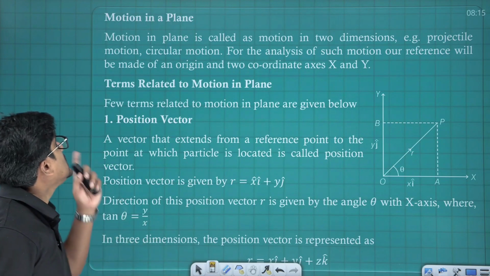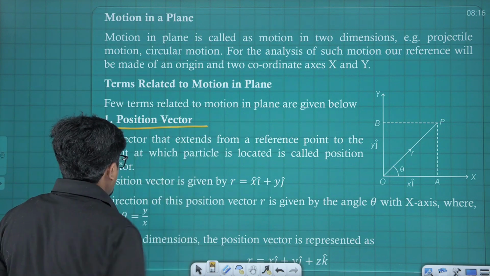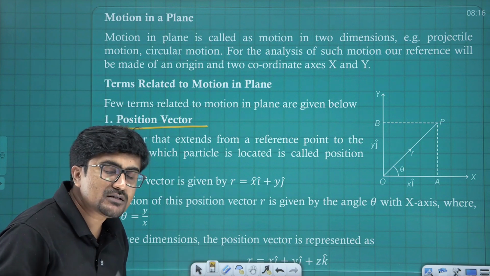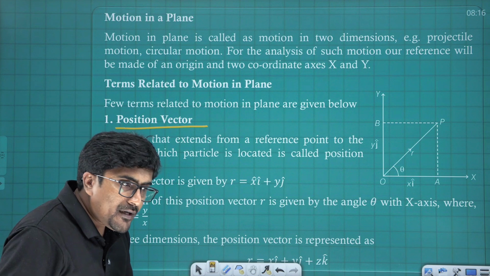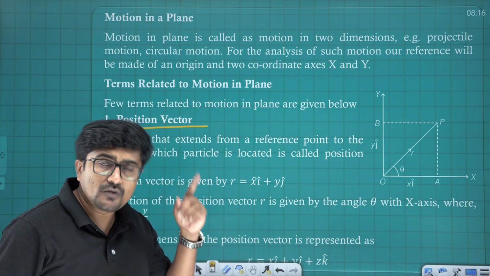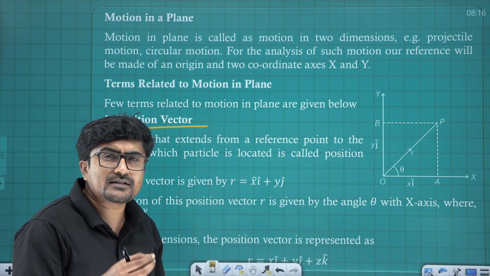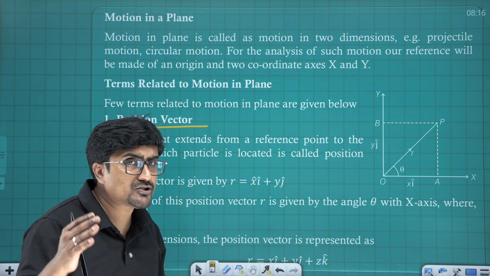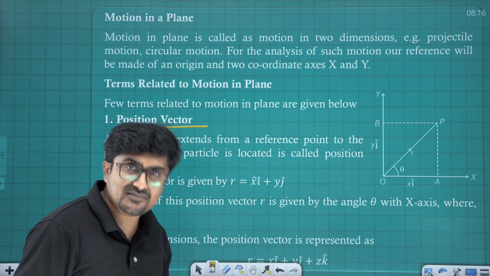Next is motion in plane. The very first topic of this one is about the position vector, how to mention position vector once the motion is happening along a plane. We already discussed this in the previous chapter. There we discussed about motion in straight line, motion in plane, and motion in space, that is one dimensional, two dimensional, as well as three dimensional motion.